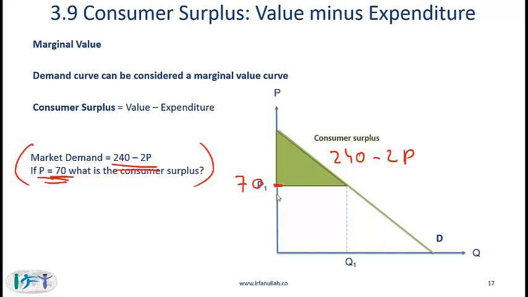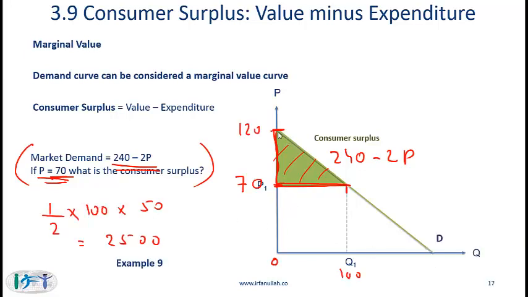What you need to do is find the area of this triangle. And you have studied this, I'm sure. The area of the triangle is half times the base times the height. So let's do the calculation. Here is a simple way of solving the problem. Recognize that when the quantity is zero, so if you plug in market demand zero, that is the y-axis, what is the price? You plug in zero over here, 240 minus 2p is zero, which means p must be 120 over here.